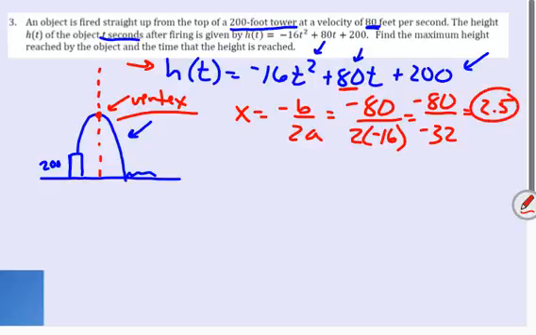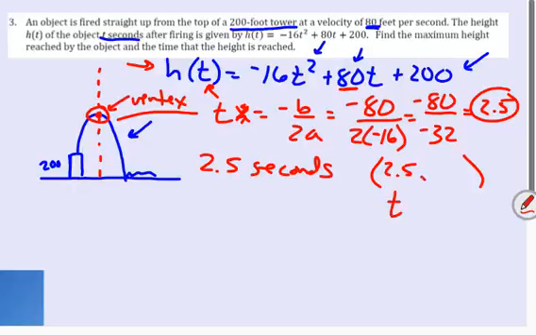Now, I said x, but we're not working with x anymore, we're working with t. So this is actually the same thing as my t, or my time. So at 2.5 seconds, basically I'm asking, what is the height of this building? Well, that's going to be part of our vertex. 2.5 is our time. Now we need the h of t, or the height. How do we find that? Plug 2.5 in for t, or what would be x in a normal function, and evaluate it.